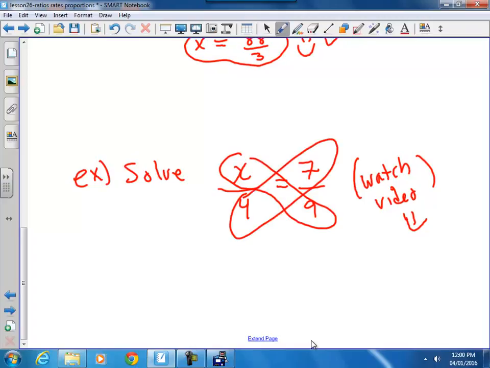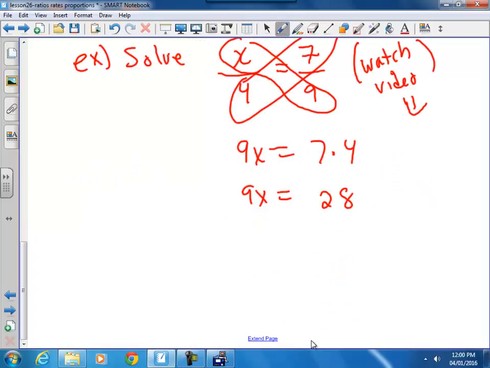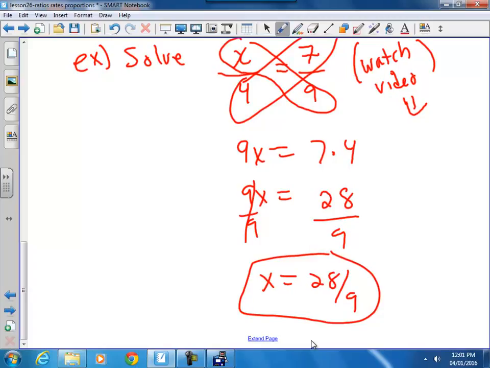Okay, and last but not least, let's use means extremes to solve this one. Well, gee, x times 9 is 9x, and 7 times 4 is 28. So 9x has to be 28. Therefore, we divide both sides by 9. Therefore, we have 28/9. And by the way, you can leave your fraction like that. You don't have to give me a mixed number. You don't have to give me a decimal. You can leave it as an improper fraction.